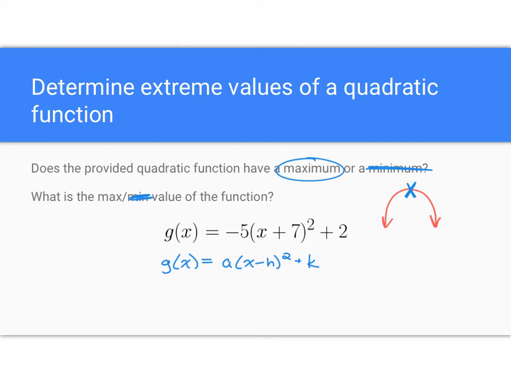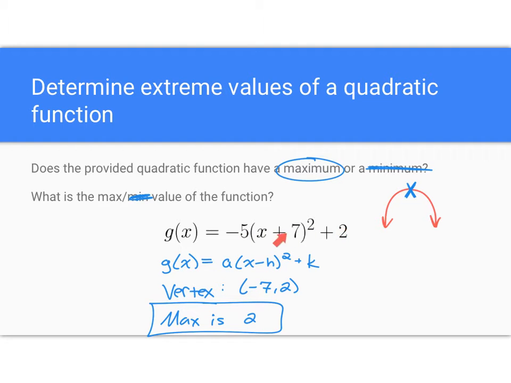Just like in the last example, the maximum is going to occur at the vertex. In this form, we can see that the vertex is negative 7, 2, which tells us that the maximum value is that positive 2. So we don't need to use the calculator in this case just because it was conveniently given to us in standard form, which means we can readily identify the vertex just from the equation. That's how we know the maximum is 2. If you graph this in your calculator and do second calculate maximum, it'll give you this point, and you say that the maximum value is that y value of 2.